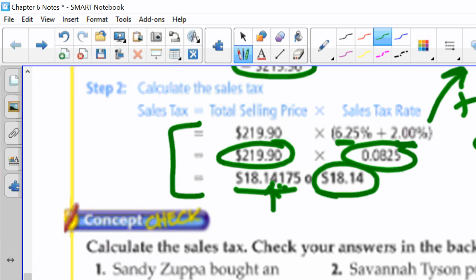All right, so $420 times 7% is $29.40 in tax.